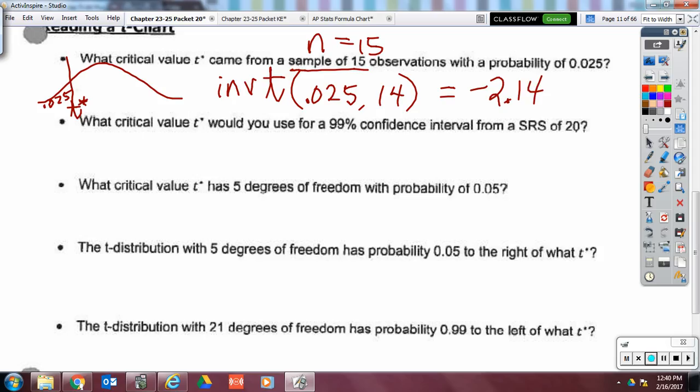Now, with this next one, it says, what critical value T-star would you use to create a 99% confidence interval? So what is that implying about where 99% is located? If it's a confidence level, or you're making that confidence interval, then where's that 99%?